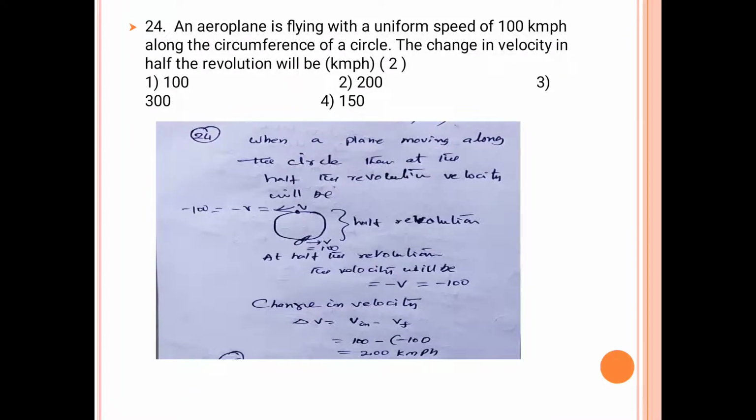Here the main idea behind it is that the sign of the initial velocity is opposite to that of the final velocity. That's all. If you get that point, then the change in velocity, using two minuses making a plus, will be 200 kilometers per hour.